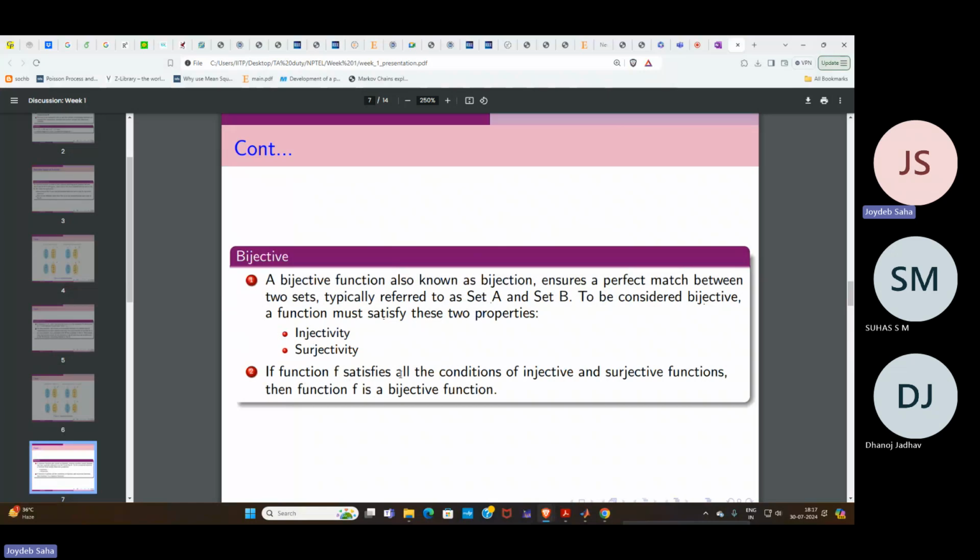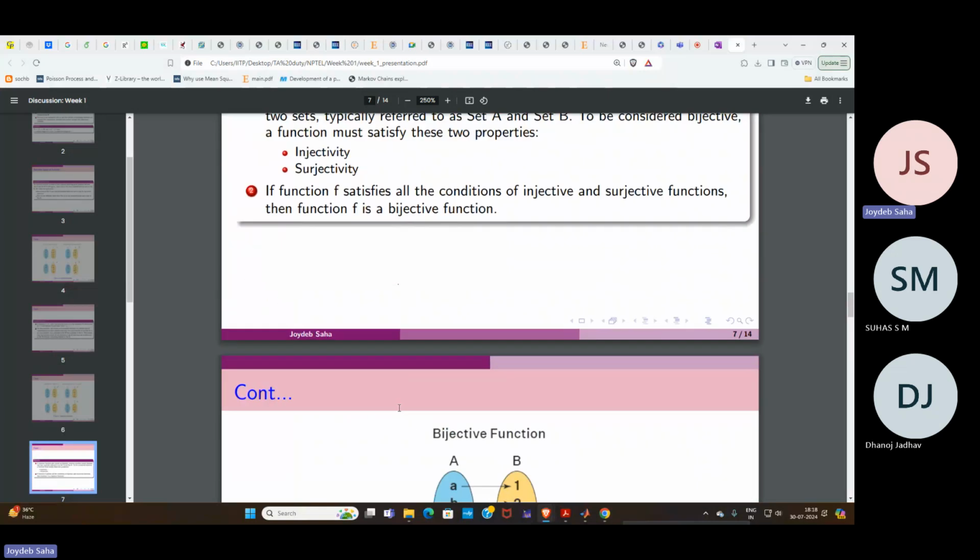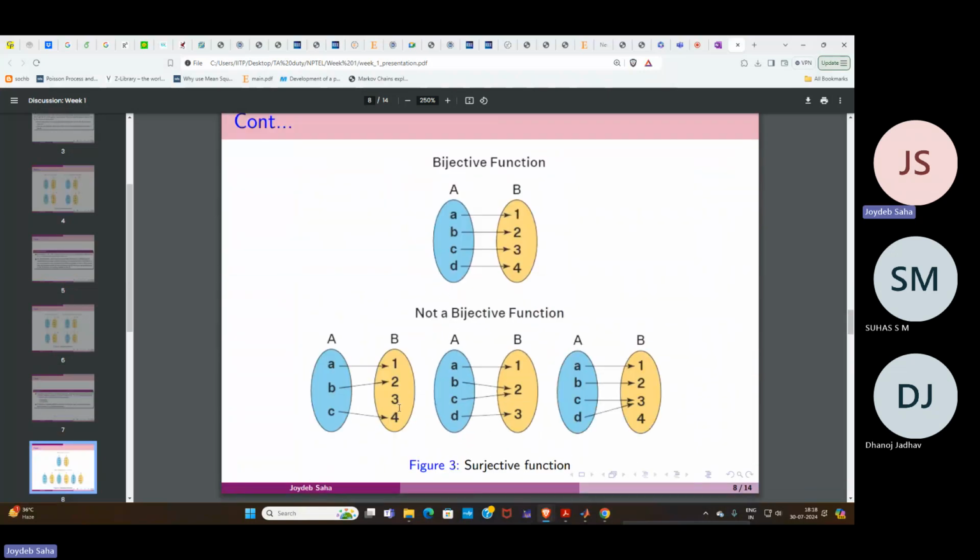If a function satisfies all conditions of injective and surjective functions, then function f is called bijective. Okay. Now these are some examples. This is a bijective function, A, B, C, D, 1, 2, 3, 4. A is mapped with 1, B is mapped with 2, C is mapped with 3, D is mapped with 4. This is a bijective function.